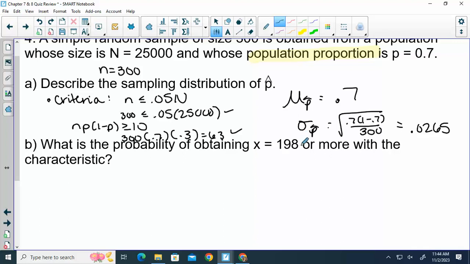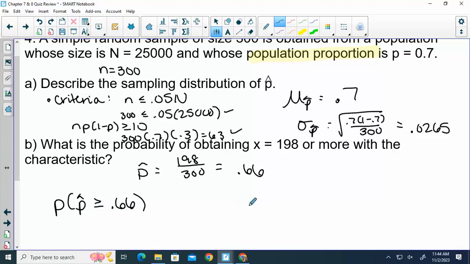We're talking about the proportions, so we need a p hat here. How do you get p hat? So 198 over 300. That's on your formula sheet. And we get 0.66. So we want the probability that p hat is greater than or equal to 0.66. So what do we do? So z is our value minus the mean divided by standard deviation.